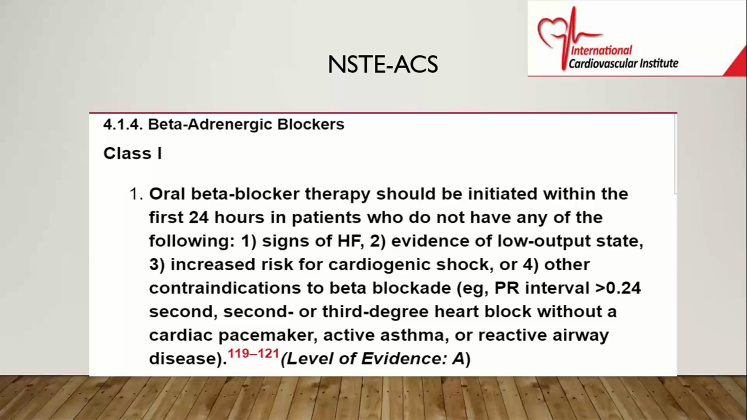So, they should be on a beta blocker unless there's a contraindication. Contraindications include a PR interval greater than 0.24, second or third degree heart block, or signs of shock. If the patient is going to go into cardiogenic shock, that is, if the systolic blood pressure is less than 100, they're cool and clammy, or if they have bronchial asthma and are wheezing, you want to stay away from beta blockers. But if that's not the situation, you have to give beta blockers.